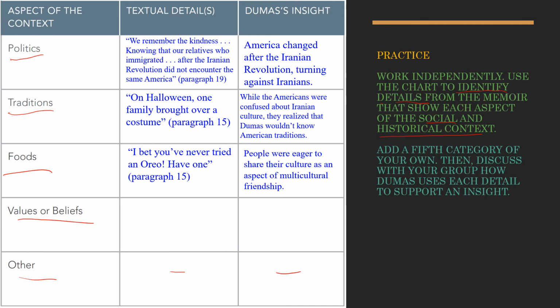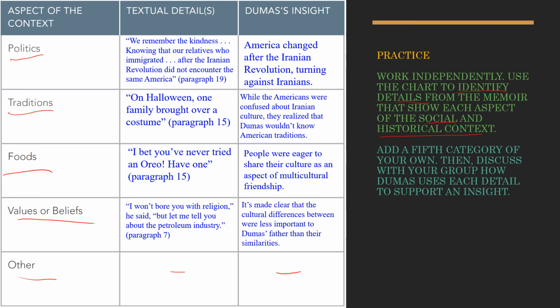Then I move to the last aspect, that is values or beliefs, which you can find in paragraph number 7. This is the father of Duma, if I still recall. "I won't bore you with religion," he said, "but let me tell you about the petroleum industry." What can we elicit from this answer? Because he was put in a situation or asked a question, the insight, according to Duma, is that it is made clear that the cultural differences were less important to Duma's father, yeah, he was her father, than their similarities.